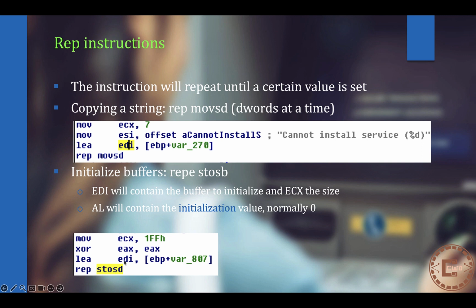And then in EDI, you're going to have LEA, which is another instruction which loads into EDI an address, in this case the address pointing to this buffer. So you have EDI, which is an address, you have a count, which is how many times, and you have the value in EAX, meaning you're going to be clearing EDI. Wherever EDI is pointing to is going to be cleared with zeros 1FF times, meaning 512 bytes. You know what this means, guys?